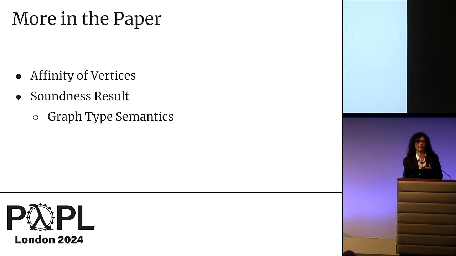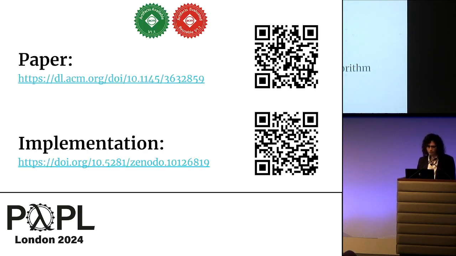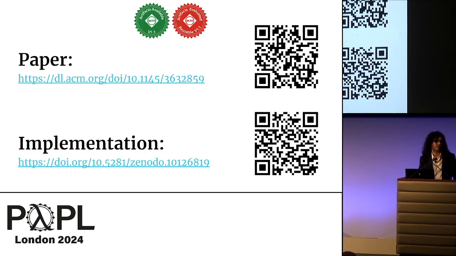The most interesting thing here is that we need to describe what it means for a graph type to represent a graph. And as I said, we have a formulation for a key part of the inference algorithm. The important part here is that we're now able to prove that every data structure can be represented by a corresponding vertex structure. And with that, I'd be happy to take any questions.